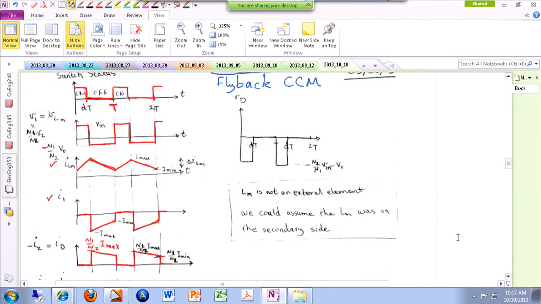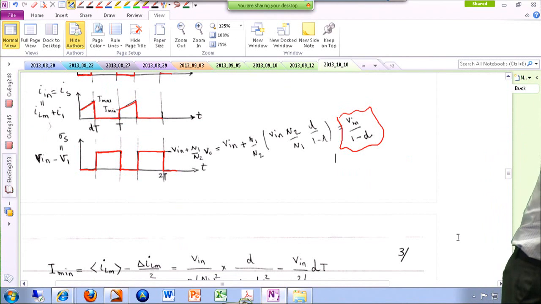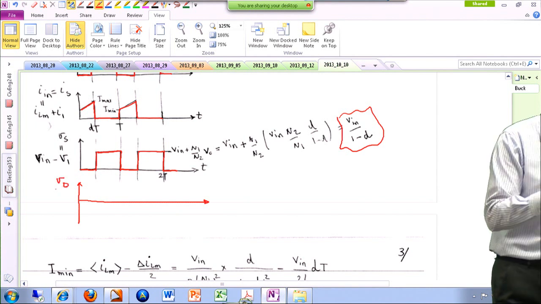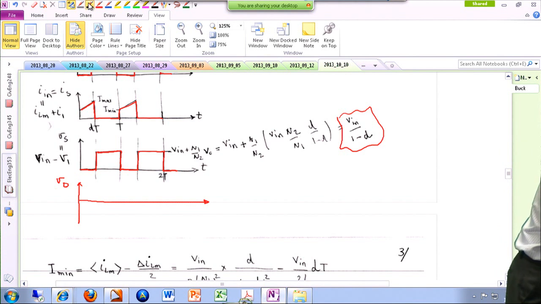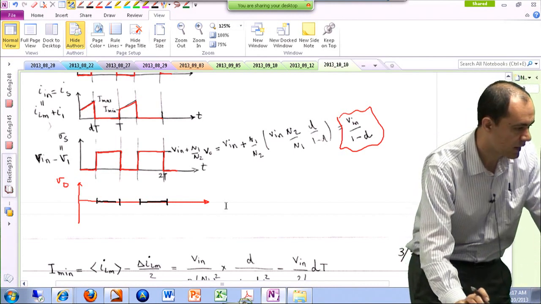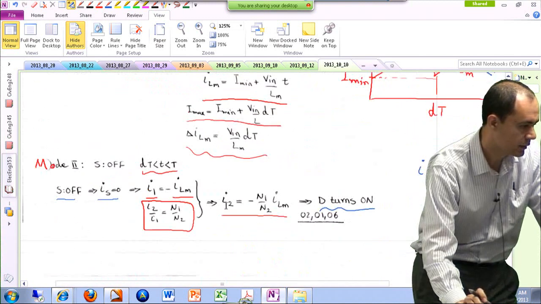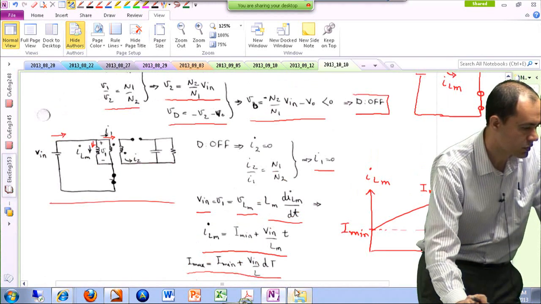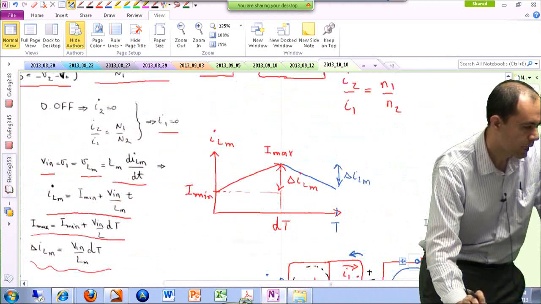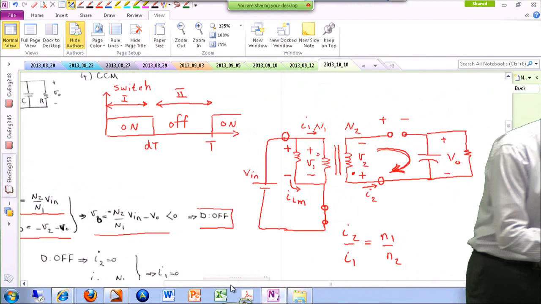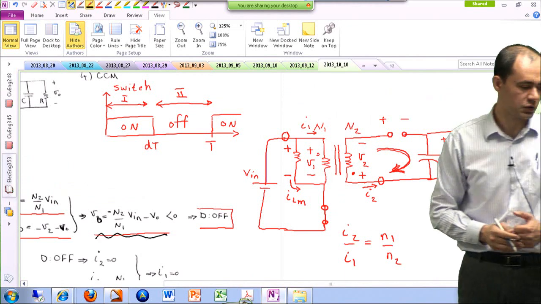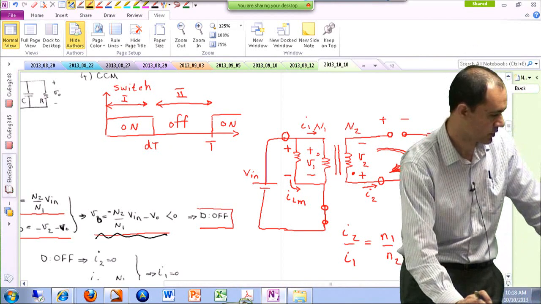What about the voltage drop across the diode? I have it up there, but I'm just going to write it right down here. Well, first of all, in the second mode, the diode is off, so it's very easy to draw this 0 part here and 0 part here. However, in the first mode, we actually found the diode voltage, which was a negative thing. That's how we concluded that the diode was off. Here it was. The diode voltage is negative N2 over N1 times Vn and negative V out. So it's a negative thing.